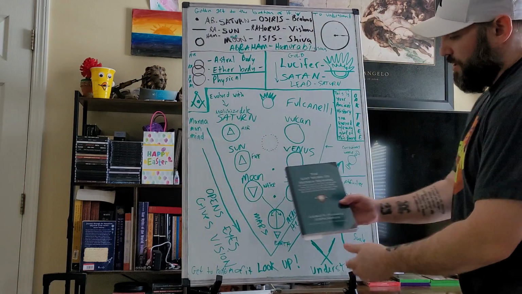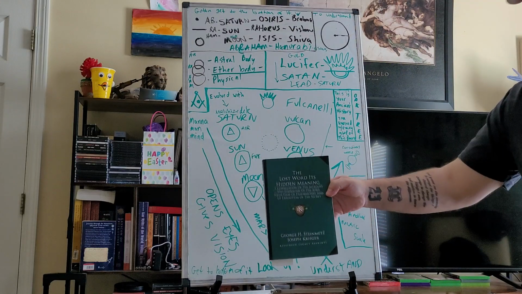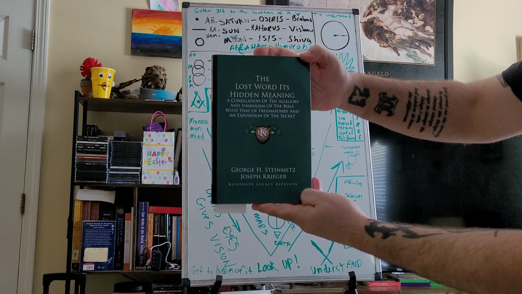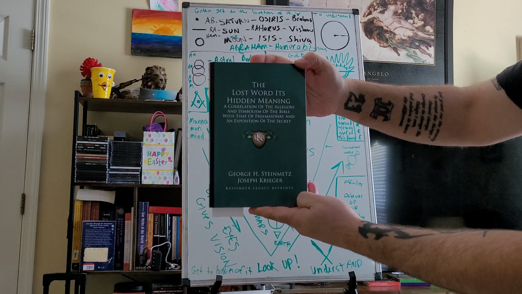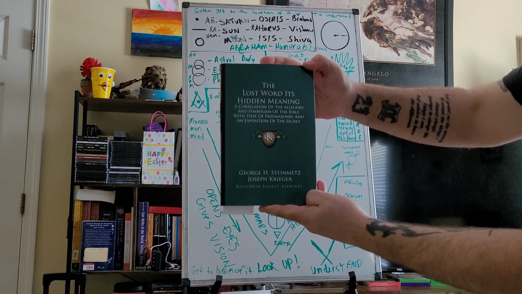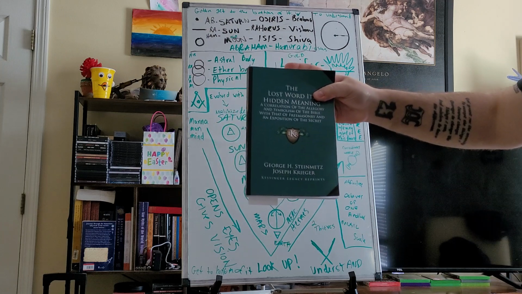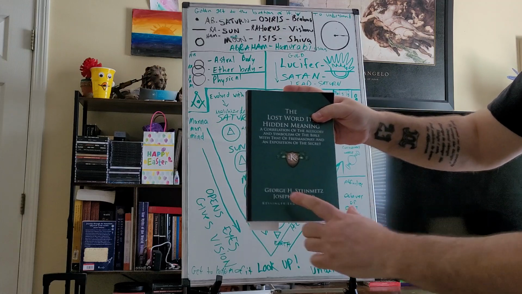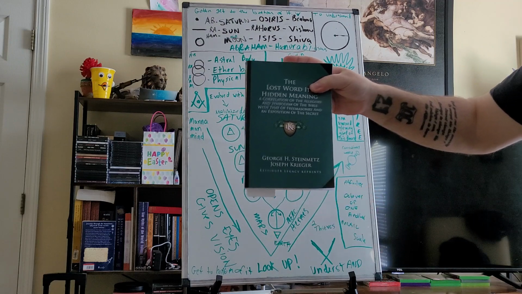I want to show you guys this book. I don't know if you can see it because I can't see what the camera's seeing, but hopefully we can. It's called The Lost Word, Its Hidden Meaning, a correlation of the allegory and symbolism of the Bible with that of Freemasonry and an exposition of the secret doctrine. And this is by George Steinmetz. If you're a Freemason, you should know that name. And if you don't, learn that name, because you're going to learn a lot from George Steinmetz. He's a very learned Mason, and he's written some excellent books.